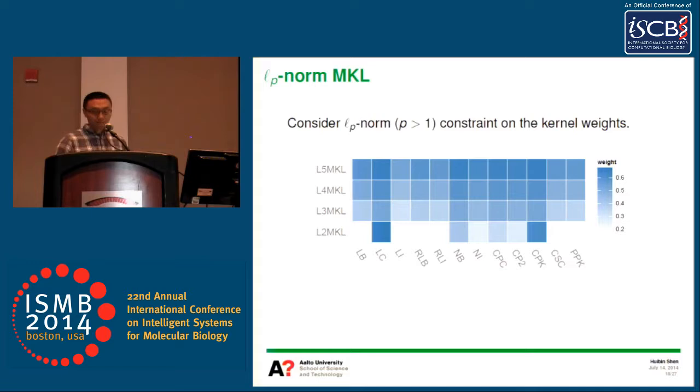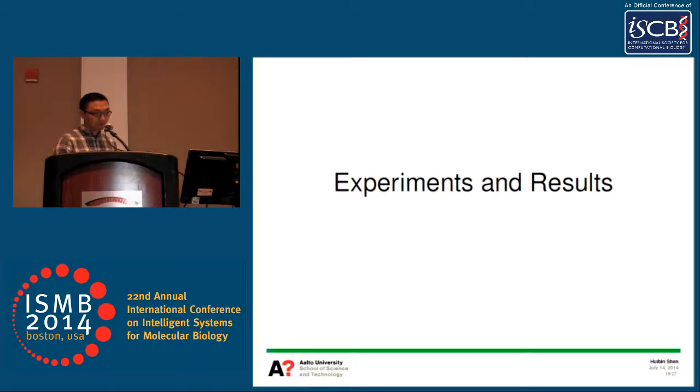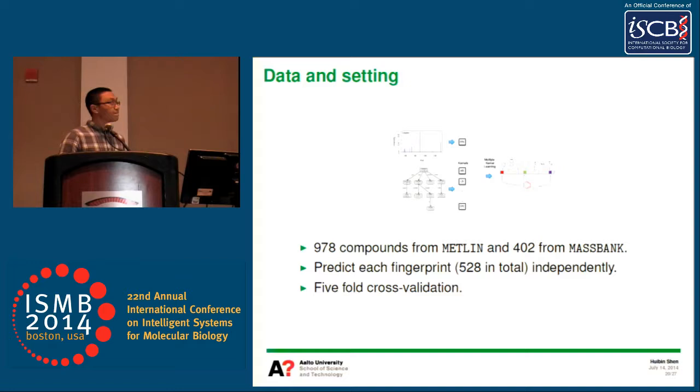To show some experiments and results, we first see how well we can predict the fingerprint from the tree spectra. We have 178 compounds downloaded from Metlin and another 402 from MassBank. We have 528 fingerprints in total to predict, and we are using five-fold cross-validation.